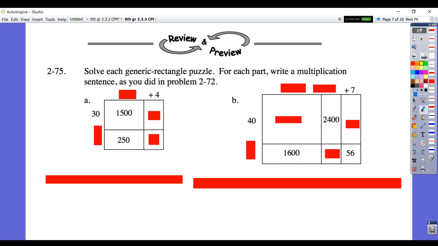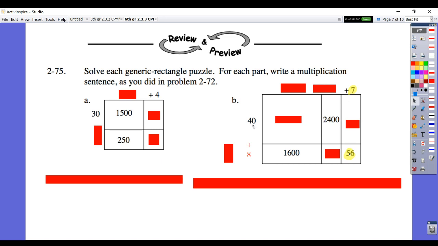So for 275 A and B in the homework, we're doing it like we did yesterday's work, where you're figuring out the missing components to the generic rectangle puzzle. Again, like before, I'll give you a bit of a hint. If we start by looking at B, you might say to yourself, I don't know quite where to begin. Well, think about what you're given and what you can figure out from that. We know that this product is 56 and this factor is 7. So this factor must be 8 because 8 times 7 is 56.